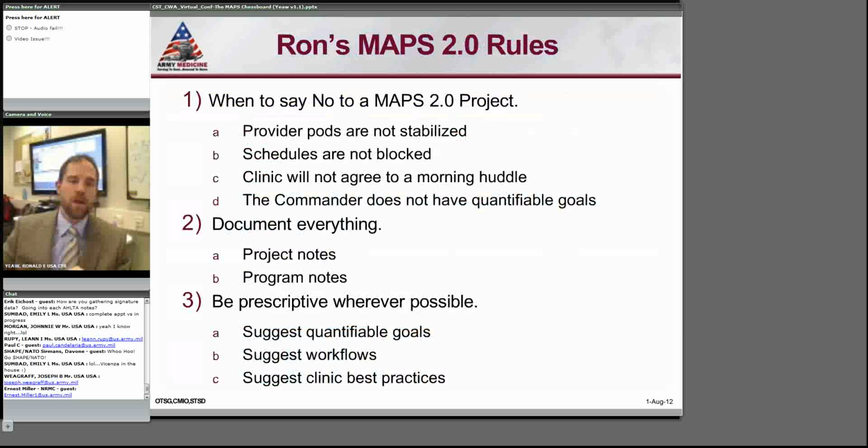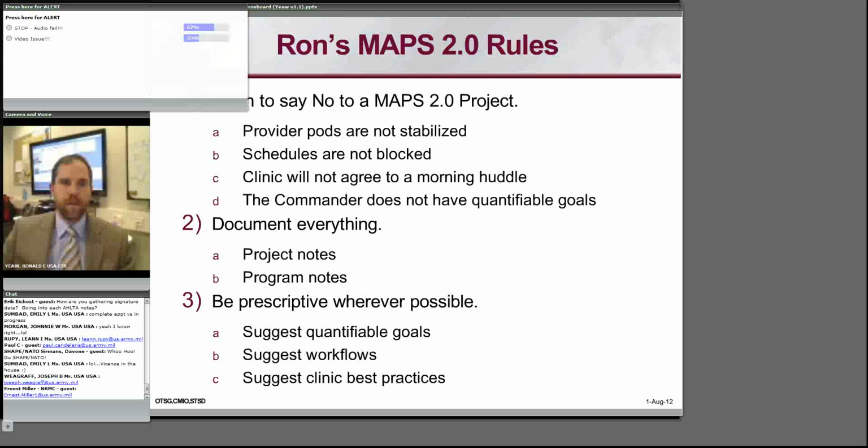So let's get into the heart of the presentation. I have 10 tips for you. These are Ron's MAPS 2.0 rules of the road. I think a majority of these are scalable, and I think a majority of these are things you're going to hear.